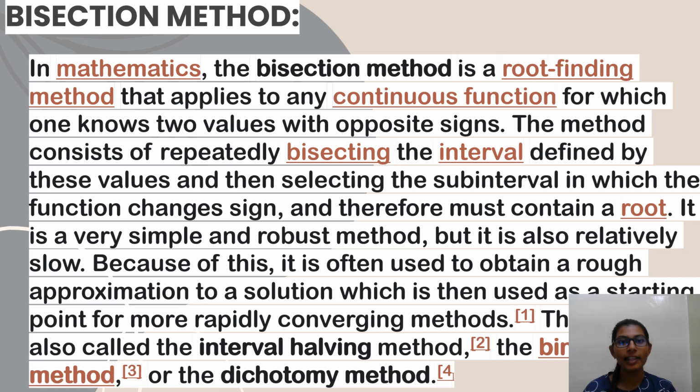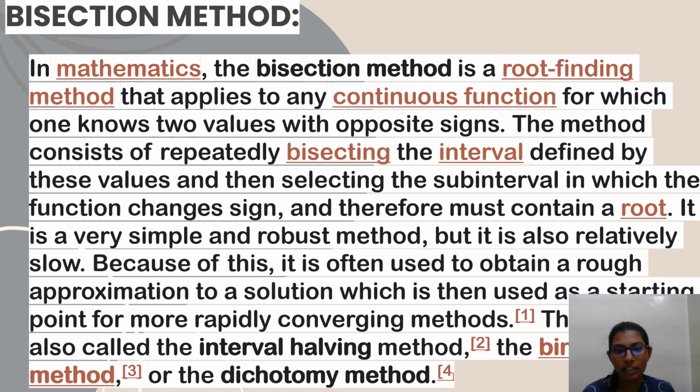Bisection method. In mathematics, the bisection method is a root finding method that applies to any continuous function for which one knows two values with opposite signs. The method consists of repeatedly bisecting the interval defined by these values and then selecting the subinterval in which the function changes sign and therefore must contain a root. It is a very simple and robust method, but it is also relatively slow.